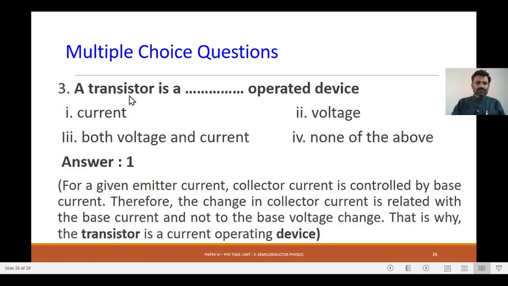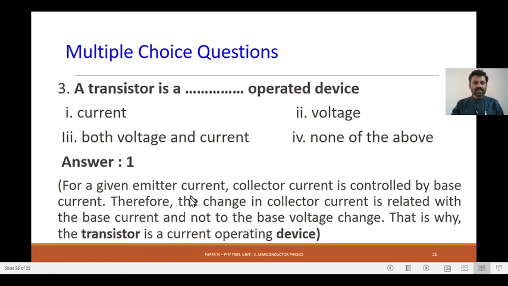And the third question is: a transistor is a dash operated device. A transistor is a current operated device, or a voltage operated device, or both, or none of these. It cannot be used for voltage or current, something else. The answer, the most probable answer I can tell, is that it is a current operated device.